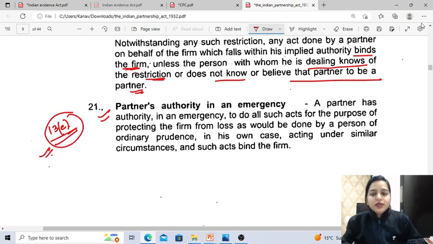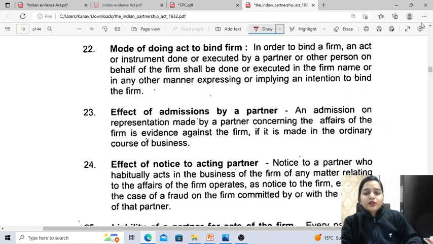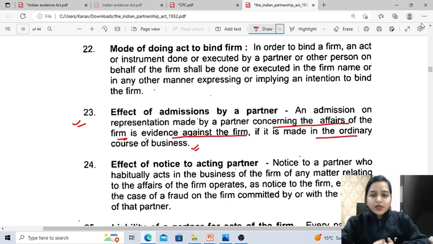In section 18, this is given. Next is: what is the effect of admissions by a partner? An admission or representation made by a partner concerning the affairs of the firm is evidence against the firm if it is made in the ordinary course of the business. That is the effect of admission by a partner.